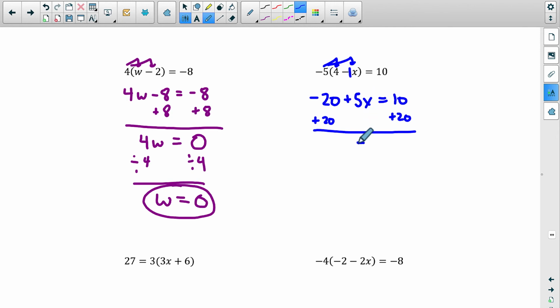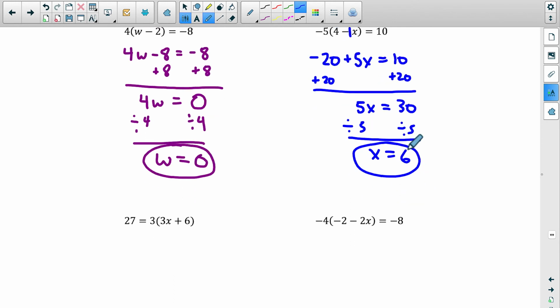You're left with 5x. 10 plus 20 is 30. And we have one more step. We've got to get the x by itself, and it's multiplying by 5, so we'll do the opposite. We'll divide by 5. Get x on this side. 30 divided by 5 is 6.